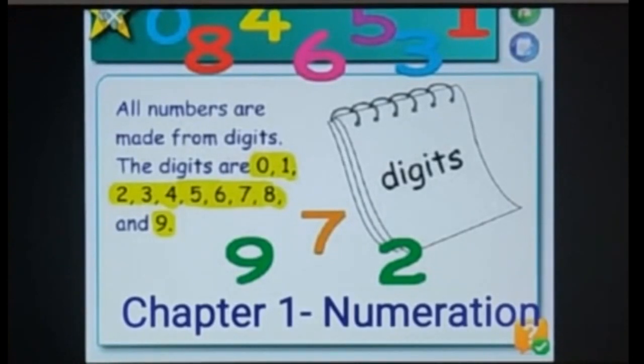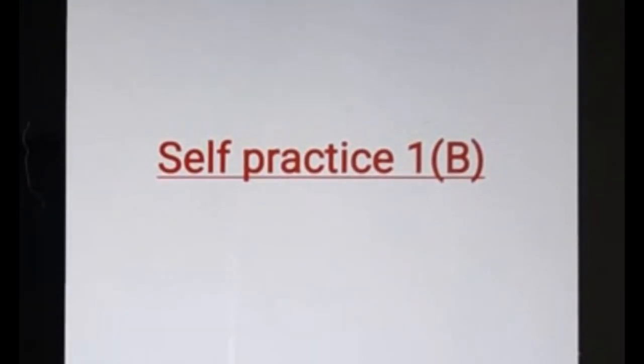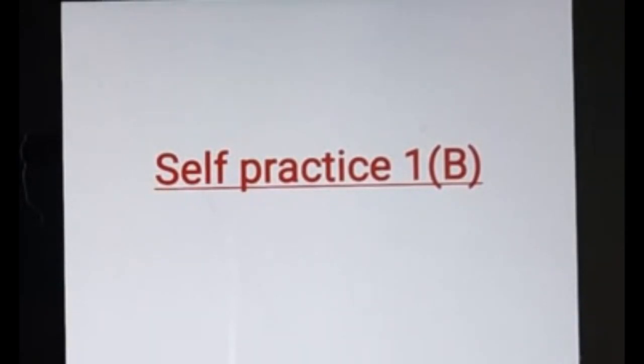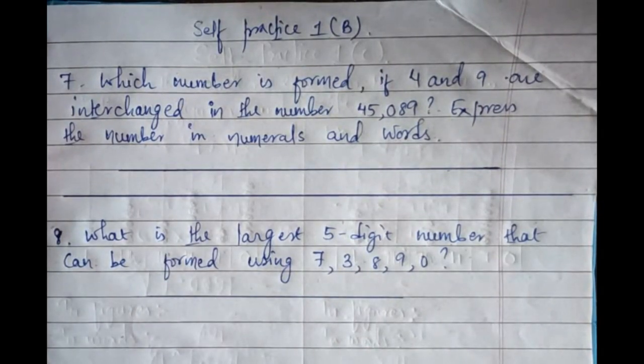So you all know that we are doing chapter 1 numeration from composite math, isn't it? You know that we are doing self practice 1B, and in today's class we are going to complete this self practice 1B and we are going to continue self practice 1C. Alright, two questions are left from self practice 1B. Those are number 7 and 8. So let us solve this.